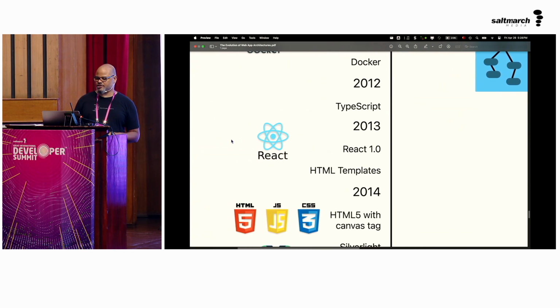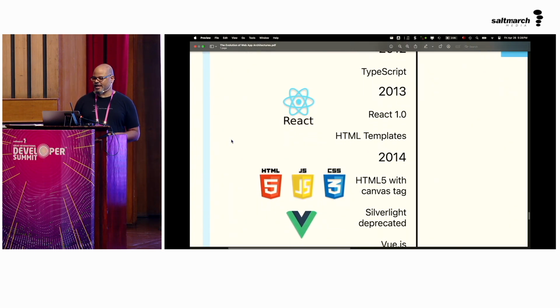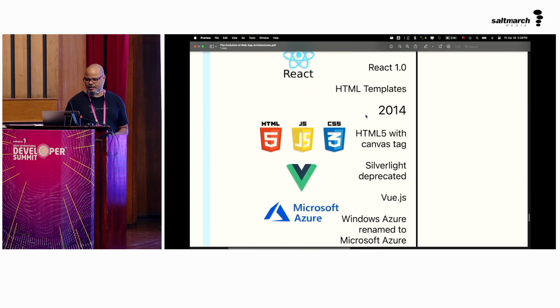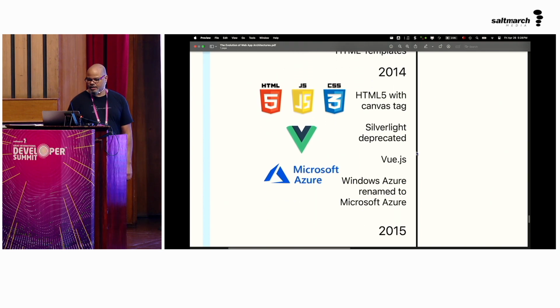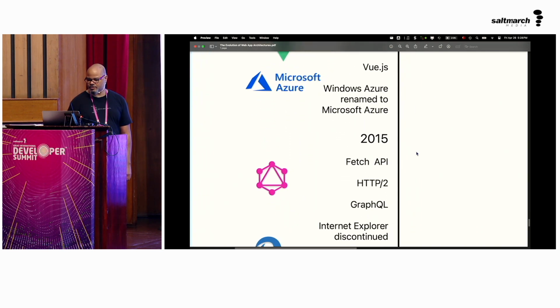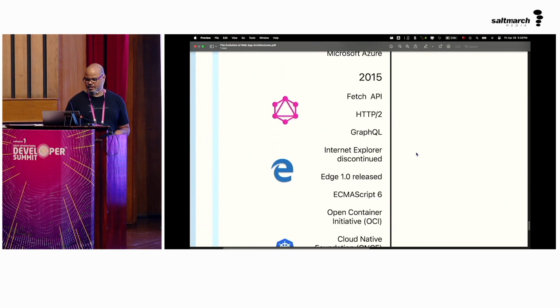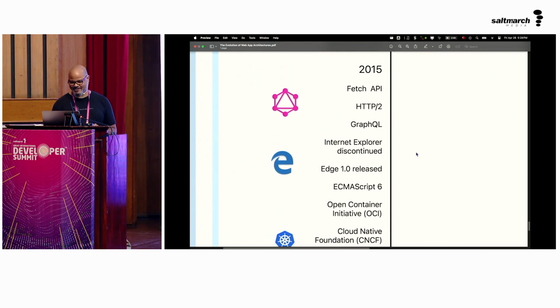2012, we get TypeScript, which is definitely my favorite way to write web applications. In 2013, we get React, and we also get a whole bunch of other goodness with HTML5 features, okay? And so this is really when things are definitely taking off. We also get Vue, and Silverlight gets killed as well. And we fast forward to 2015, we get Fetch, HTTP2, GraphQL, Edge, etc. I'm hurrying up because I'm almost out of time here.